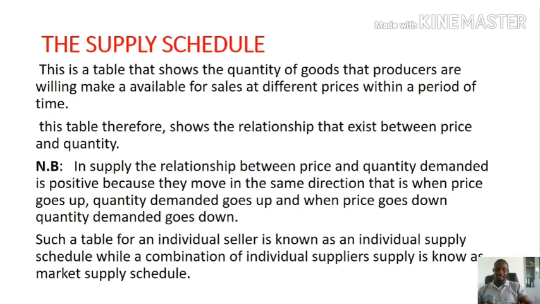Now, such a table, which is a supply schedule, for an individual seller is known as an individual supply schedule. Meaning that an individual supply schedule is a table that shows the quantity of goods that an individual supplier is willing and able to make available for sales in the market. While a market supply schedule is a summation or a combination of all individual supply in the market at various quantities within a given period of time.